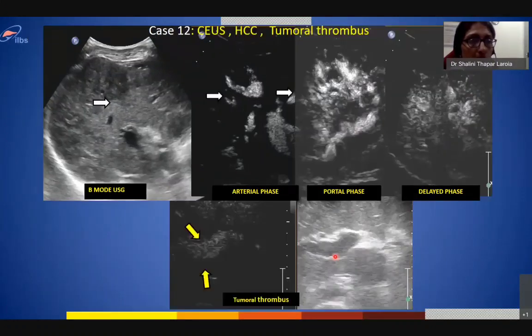I'll straight away move on to the answer. So like we can see here, this is not a normal looking liver. This is a heterogeneous liver. It is cirrhotic. And we have this abnormal hypoechoic heterogeneous mass lesion in the right lobe of liver, which is also exophytic and projecting out.